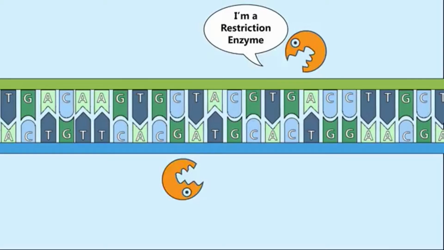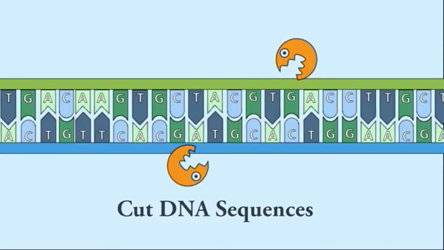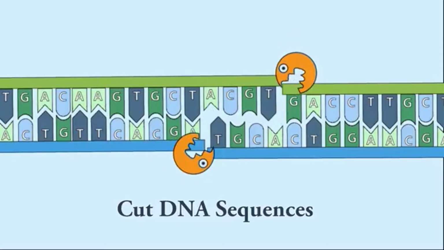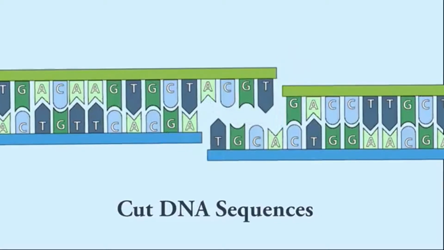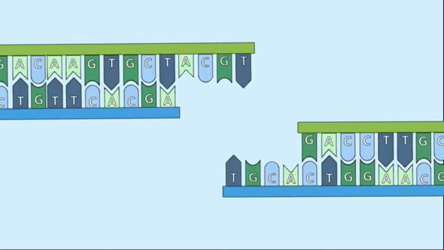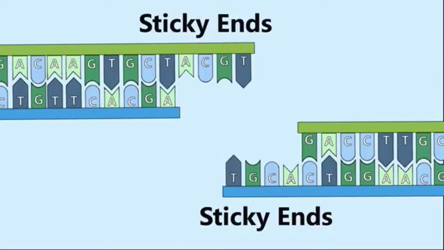This enzyme is called the restriction enzyme. This enzyme cuts the DNA at a certain base sequence, leaving sticky ends in both the plasmid and the gene of interest, so they could fit together.